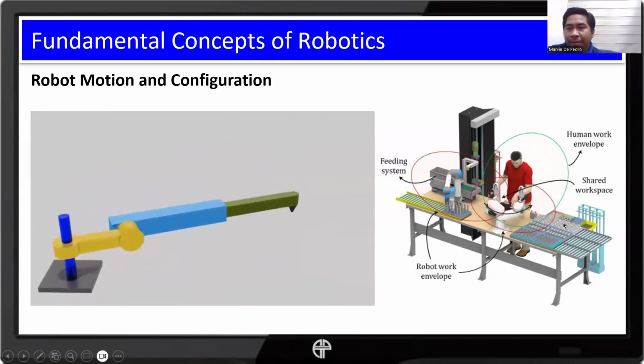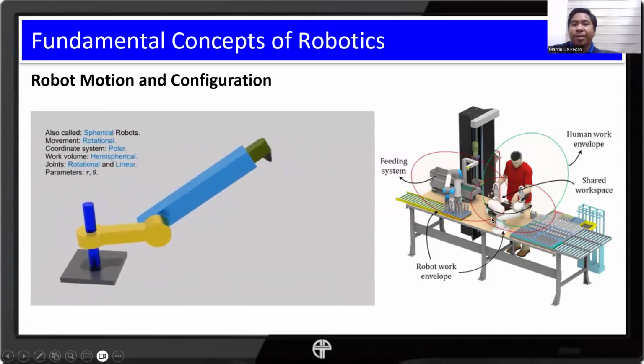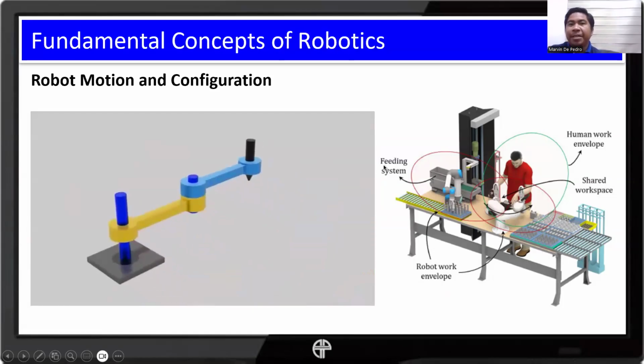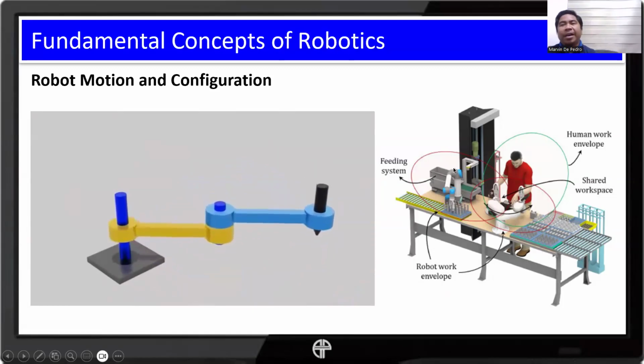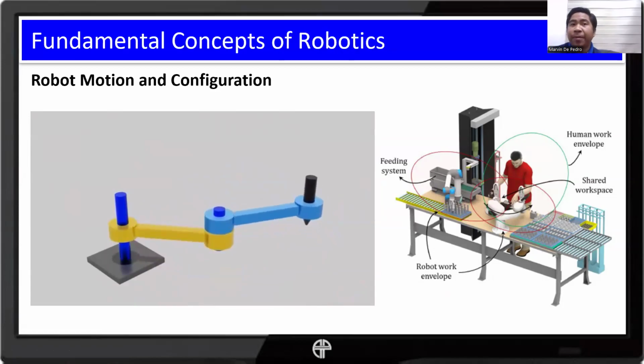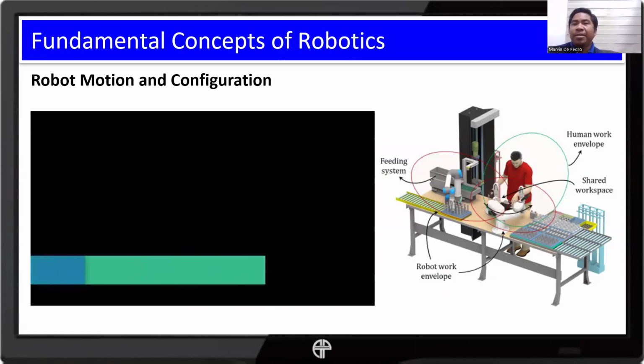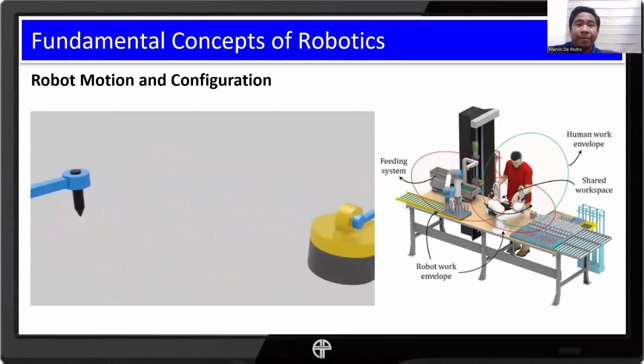We also have the shared workspace. This is where the robot and the human being interact together physically. You have the robot work envelope and the feeding system. These are additional spaces that the robot may occupy whenever it moves. So we have to consider this, especially for the safety aspect of our design.